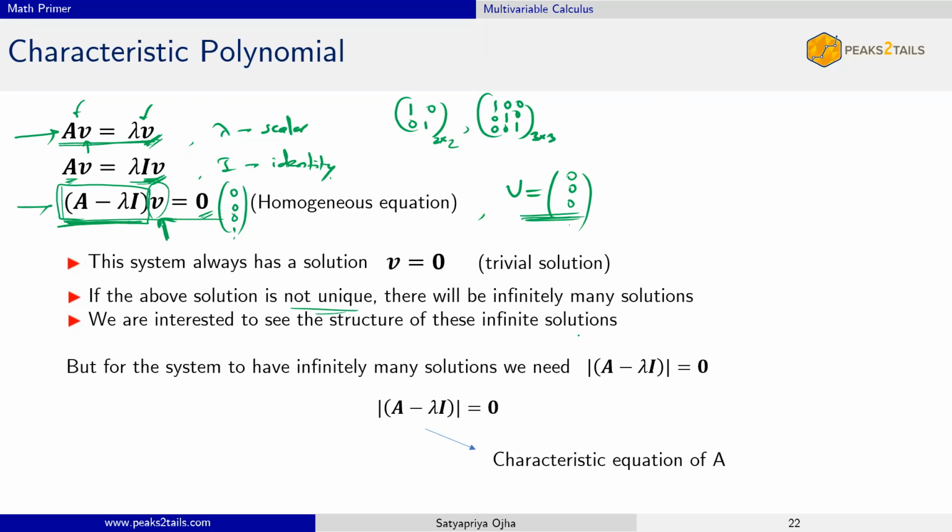Correct? Determinant of this matrix must be 0. And that gives us the characteristic equation. This is called the characteristic equation of A.